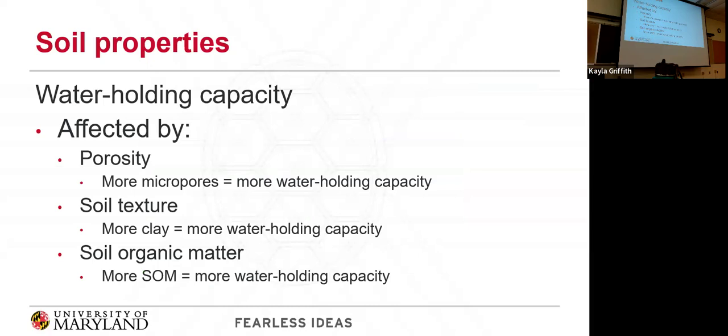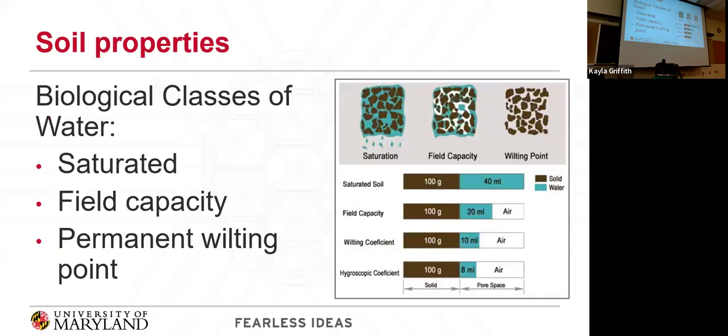Okay, so our last physical property of soil is the water holding capacity. It's affected by the porosity that we've been talking about, the soil texture, and organic matter. So the more clay and organic matter, the more water holding capacity you're going to have in the soils. They're classified by three different classes: saturated, field capacity, and permanent wilting point. What you want is your soils to be at field capacity, so it's broken up evenly with the solids, your water, and air.